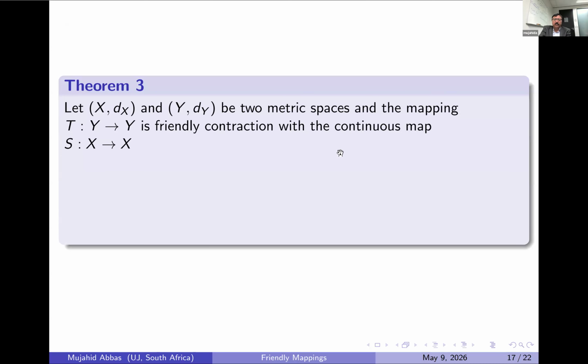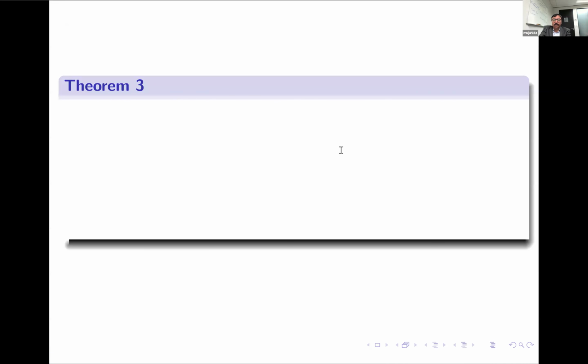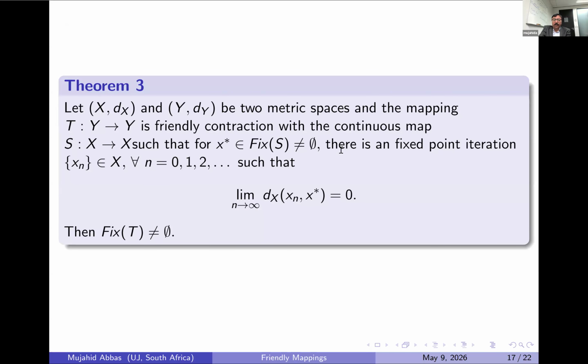And here is theorem 3, which talks about friendly contractions with a continuous map. This is another theorem which says that you have two metric spaces, and a mapping T which is a friendly contraction with the continuous mapping S. If the fixed point set is not empty, then there will be a fixed point iteration scheme which will satisfy this property. And if it satisfies this property, then the fixed point set of T will be non-empty.